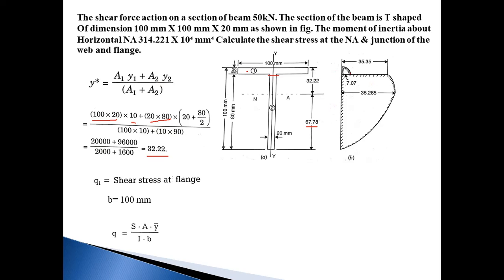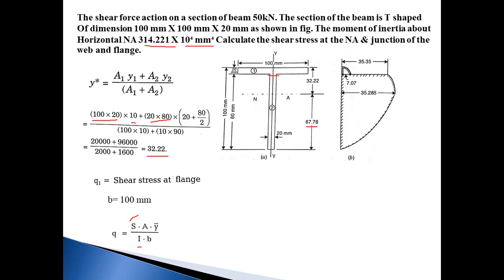When we calculate Q1, the equation of the shear stress is S A y bar upon B I. The shear force is already given in the problem, that is 50 kilonewton. The moment of inertia is also given in the problem, that is 314.221 into 10 raised to 4 mm raised to 4. This S and this I value are constants for all shear stress values. The variables are just A, y bar and B.